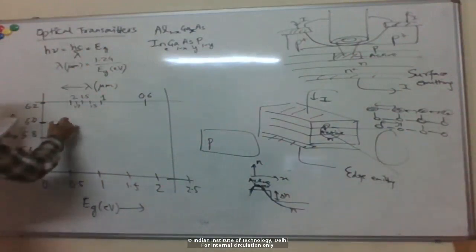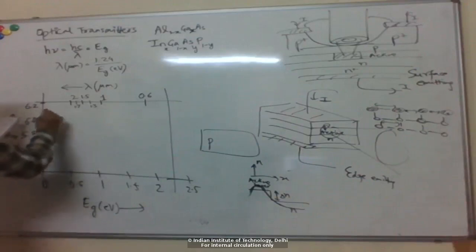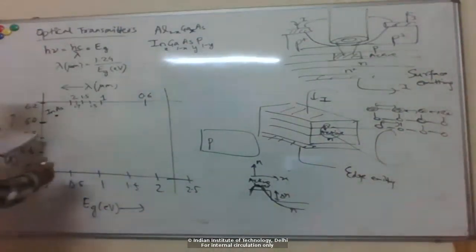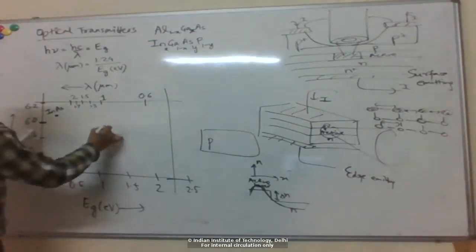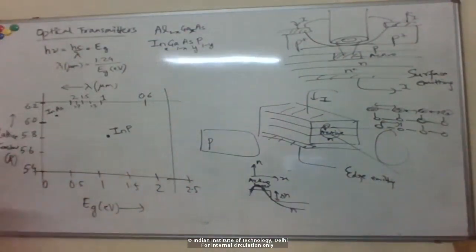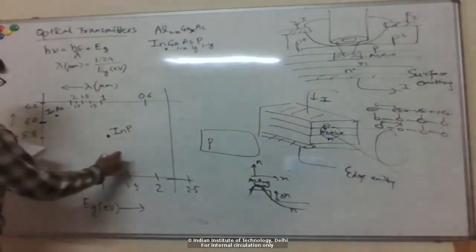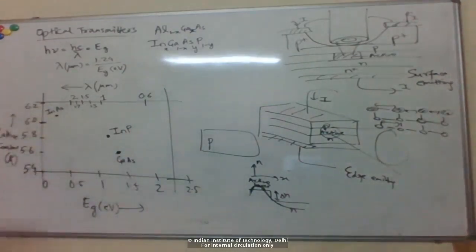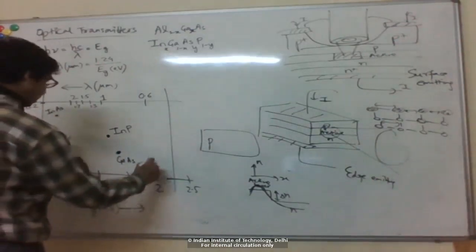For example, if I take indium arsenide, which is somewhere here, that's x equal to 1 and y equal to 1. Indium phosphide is somewhere here, I think. That's x equal to 1, y equal to 0. Gallium arsenide is somewhere here. And then aluminum arsenide is somewhere here.